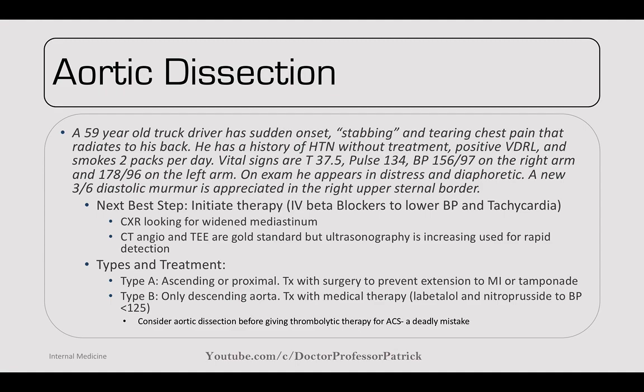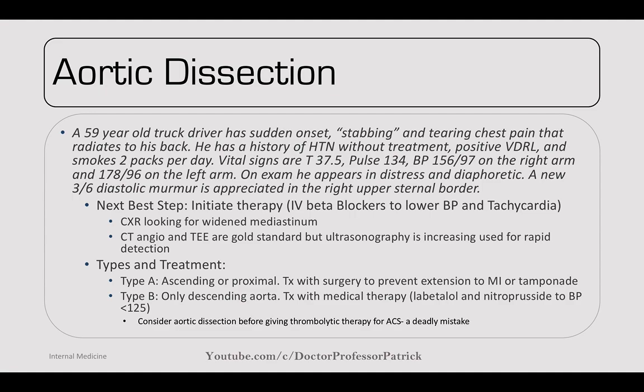And then your confirmatory tests are usually CT angiogram and transesophageal echo. Those are your gold standards. The ultrasonography is increasingly used for rapid detection. So types and treatments. Type A is the ascending or proximal segment, and this is going to need to be treated with surgery to prevent the extension to an MI or a tamponade.